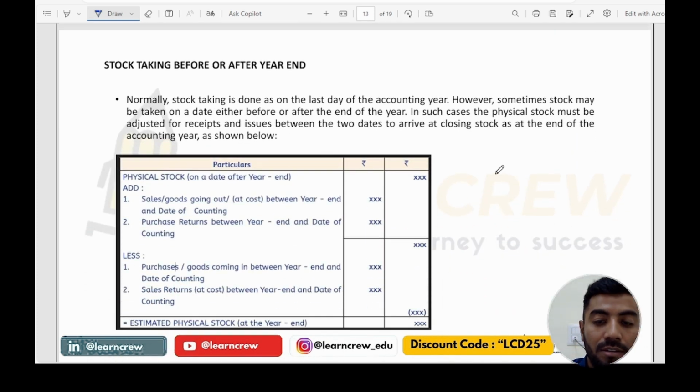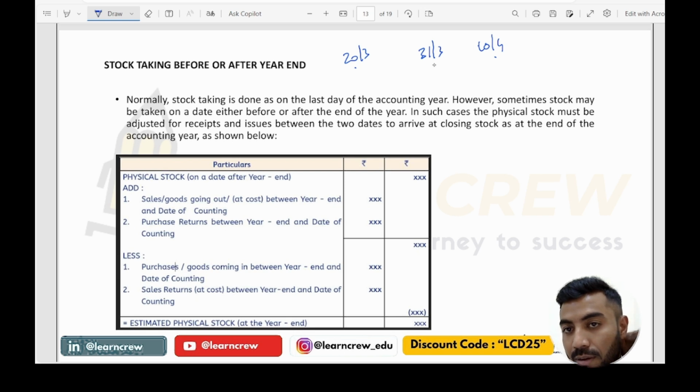See, this is from the exam point of view. What will happen is they'll give a stock value. Say, for example, we need the stock value on 31st March to close the books. But in the exam, they'll be giving the stock value as of 20th March or say 10th of April. So whenever they give a date before or after, how do you come to the closing date? Stock taking before or after your year end.